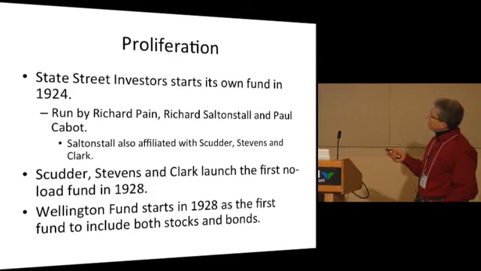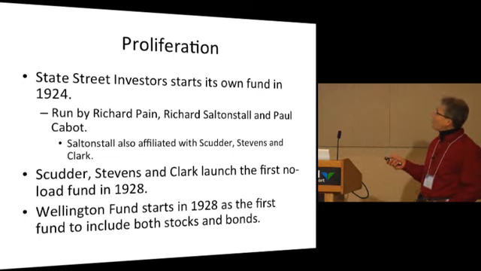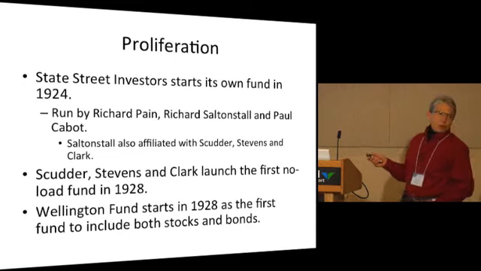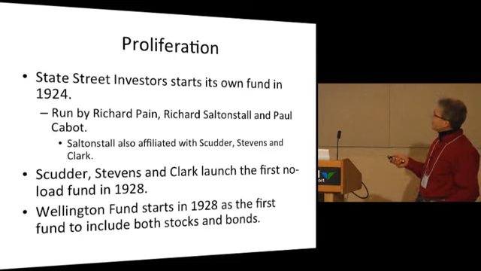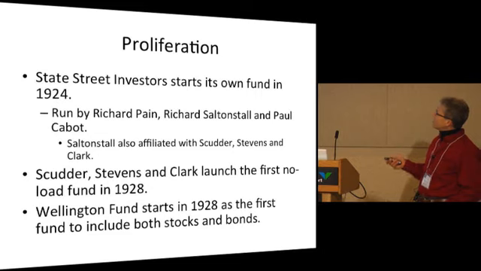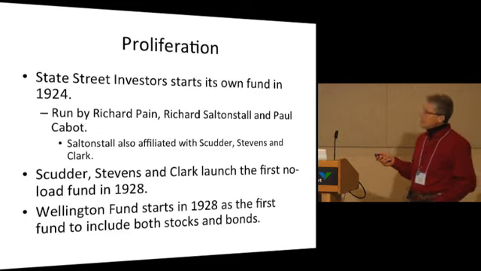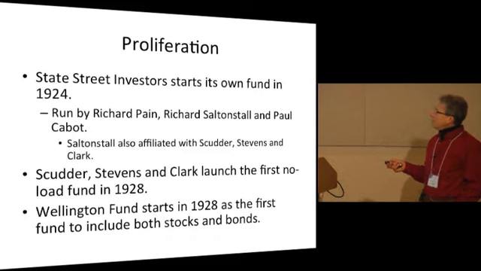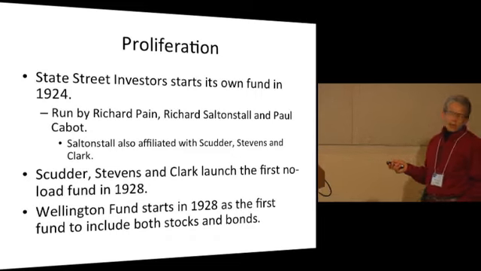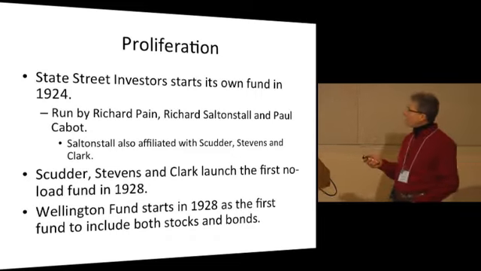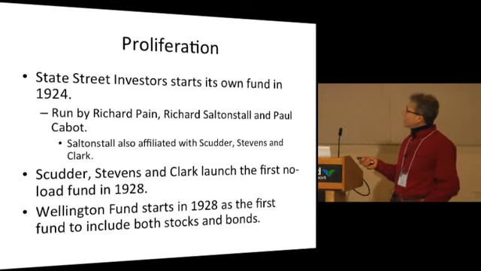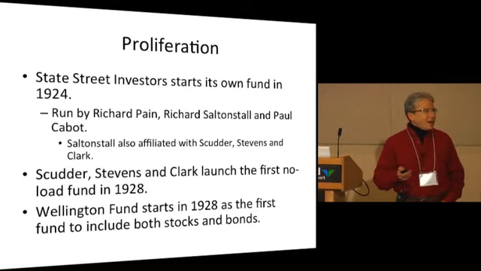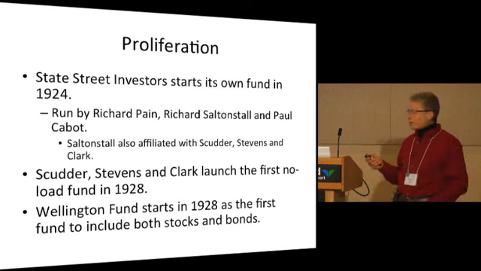And it turns out this guy, Stanislaw, is also affiliated with something called Scudder, Stevens, and Clark. So since this worked, what does Stanislaw do? He goes off with Scudder, Stevens, and Clark. Scudder, Stevens, and Clark launched the first no-load fund in 1928. And then Wellington Funds comes along in 1928 and has the first fund to include both stocks and bonds. So you've got to think that these guys right around here start thinking, gee, we could have a lot of these things that do a bunch of different things.